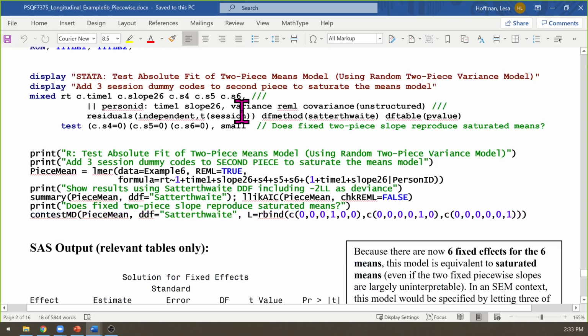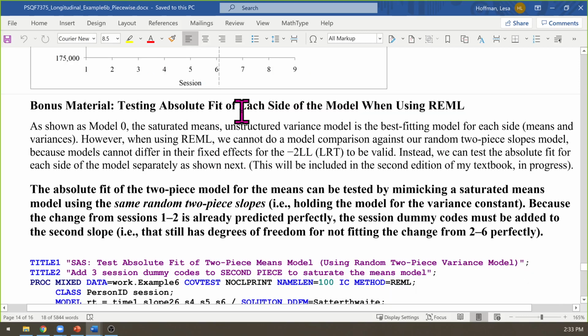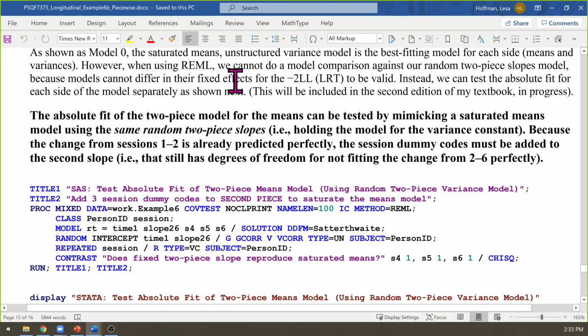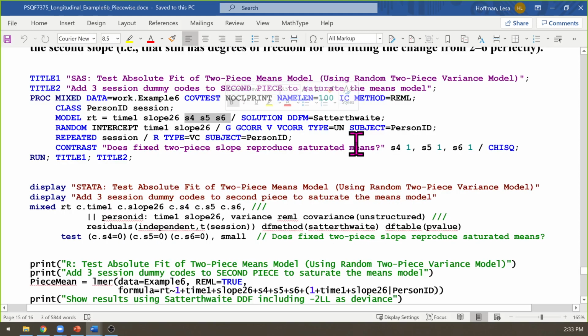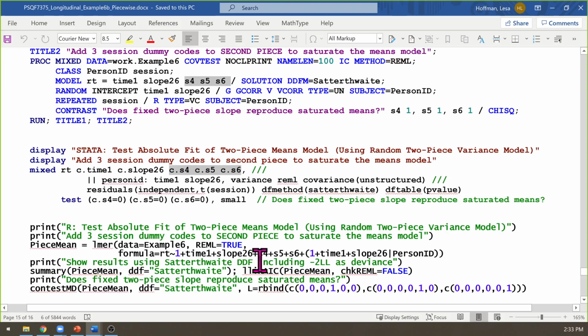So this is, here we go. This is page 15. In each of my syntaxes, I've added S4, S5, and S6 as new fixed effects. So they show up on the model line in SAS. They show up as C dot parameters in Stata. And they show up in the formula along with slope 1, 2, and 6.